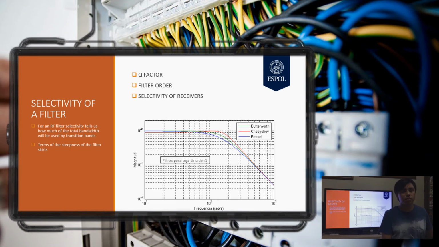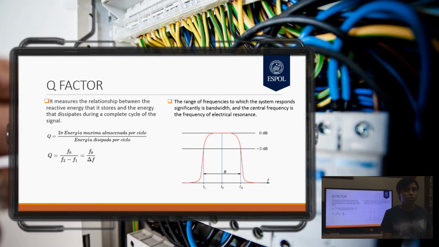Selectivity of a filter. It has three options: Q factor, filter order, and selectivity of receivers. Q factor measures the relationship between the reactive energy that is stored and the energy that is dissipated during a complete cycle of the signal. It is denoted by this Q equation, and the range of frequencies to which the system responds significantly is the bandwidth, and the central frequency is the frequency of the electrical resonance.